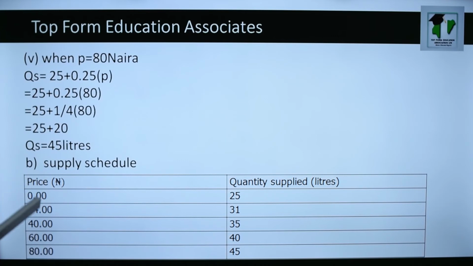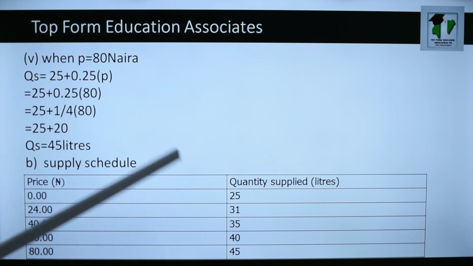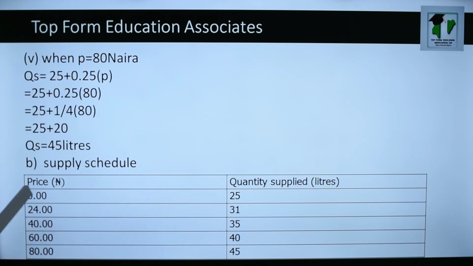When the price is 0, 24 naira, 40, 60, 80. From our computations, we now substitute. We now write when the price is 0, quantity supplied is this. When the price is 24, quantity supplied is this. So one thing is obvious. And what is that?